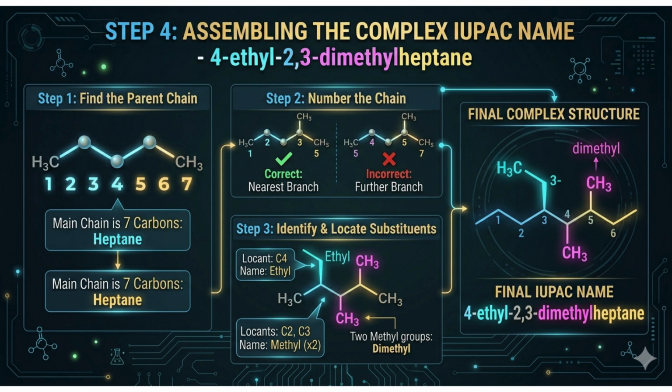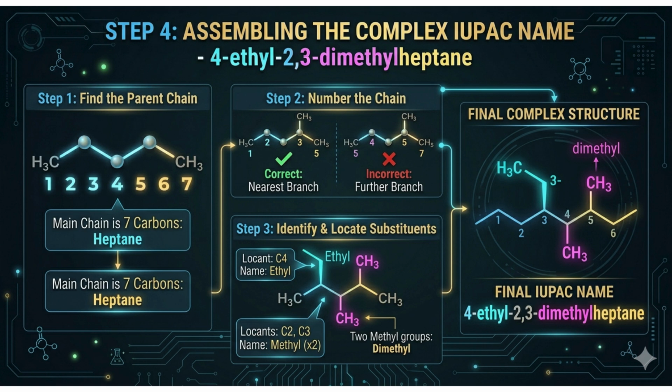We've mastered the rules. Let's put everything together in step 4. Assembling a complex IUPAC name. We're going to name this specific molecule step by step. First, we find the parent chain. Looking at the skeleton, we count the longest continuous path of carbons. In this case, we have a main chain of 7 carbons. 7 carbons mean our word root is heptane.